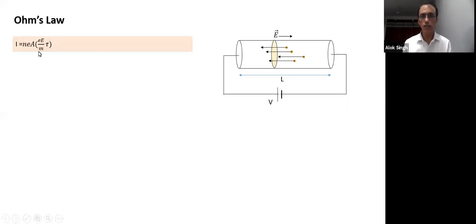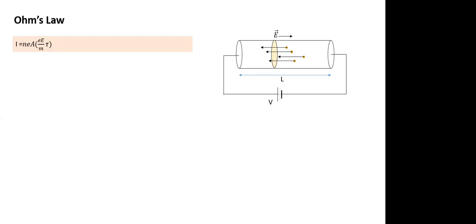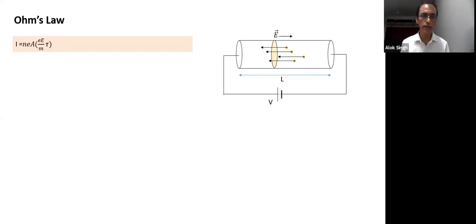What I want now is to bring in the potential term. How do I get it, and why do I want it? Because Ohm's law has a potential term. The field E is equal to V by L, so we substitute E equals V by L. I get an equation that is very simple and very intuitive.